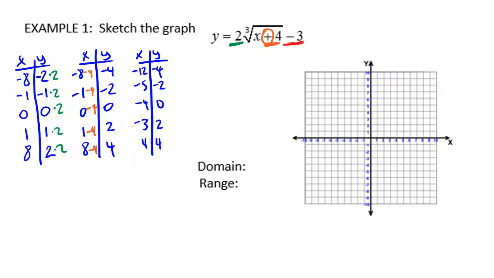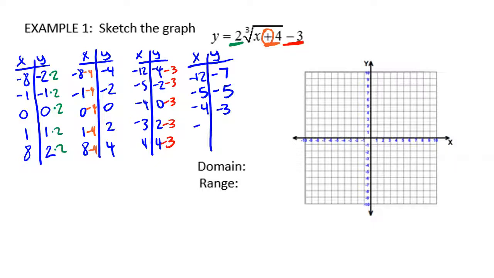Our last value is negative 3. That's our vertical shift. Vertical, meaning it applies to our y values. We now have our final table: negative 12, negative 7; negative 5, negative 5; negative 4, negative 3; negative 3, negative 1; and 4, 1.